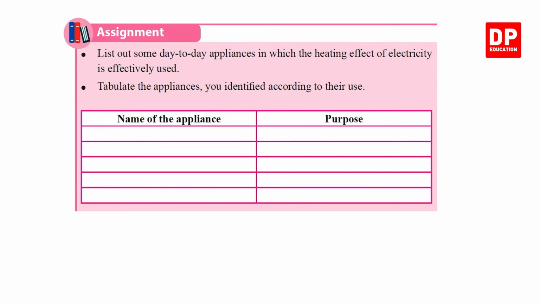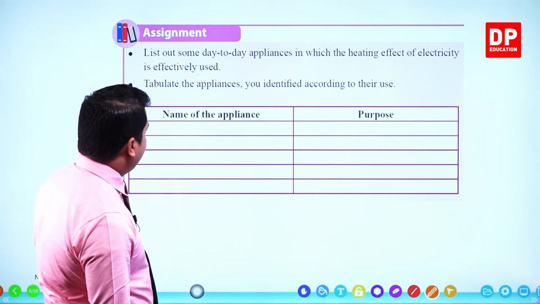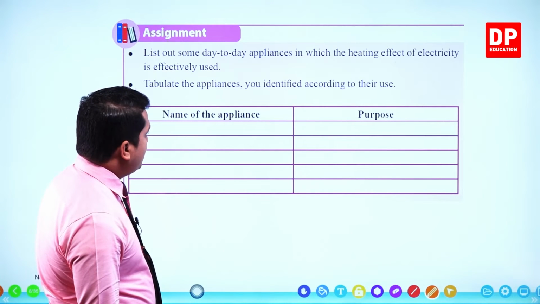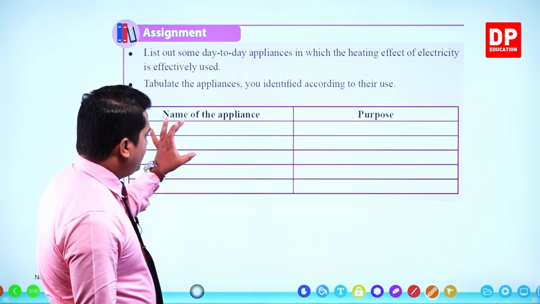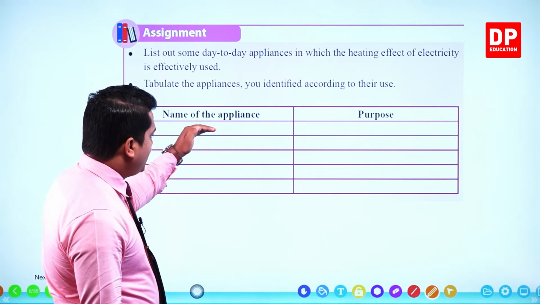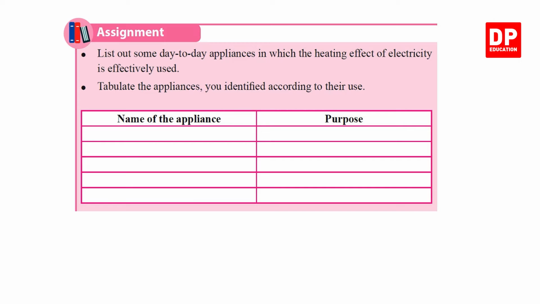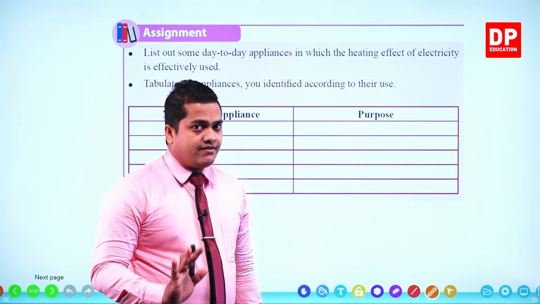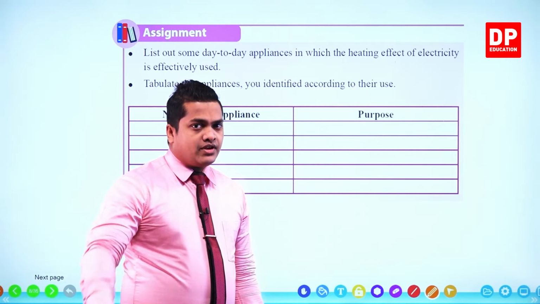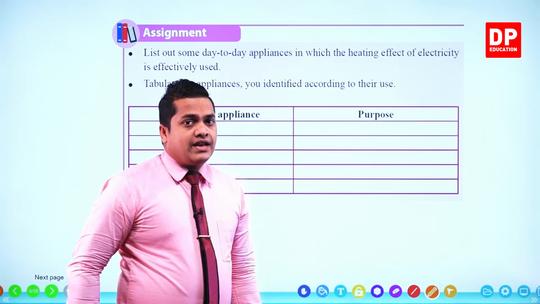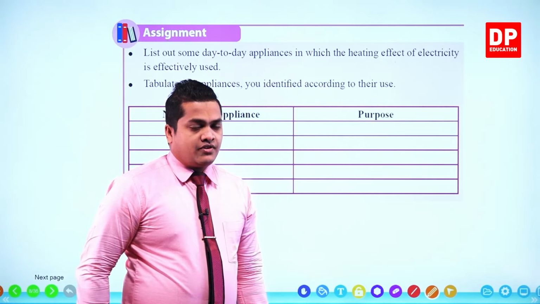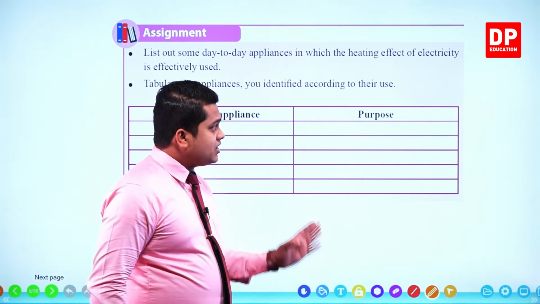You are given a table. List out some day-to-day appliances in which the heating effect of electricity is effectively used. Tabulate the appliances you identified according to their use. So I'm going to complete this table, my dear children. There are 5 rows given, so I'm going to complete these 5 rows. You find out some other appliances that utilize electrical energy to provide heat energy for us. Find out some other instances and write their purpose as well.